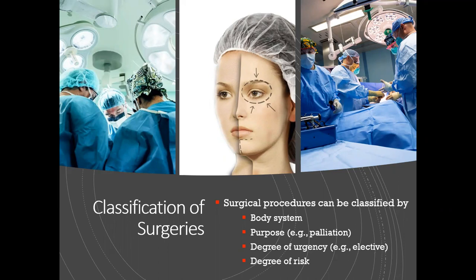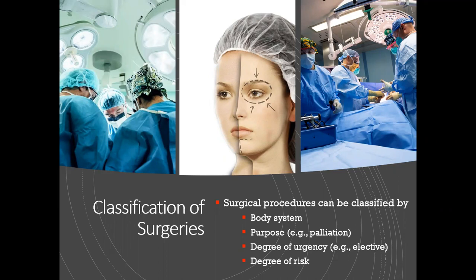The next thing that we could classify by is the purpose. So was this a diagnostic or an exploratory surgery? This would be done to confirm or rule out a diagnosis. So a biopsy, a fine needle aspiration, a cardiac catheterization, all of those are types of exploratory or diagnostic surgeries. We can also do palliative surgery. A palliative surgery is not going to treat or fix the underlying disease, but it should help to promote comfort for the patient.